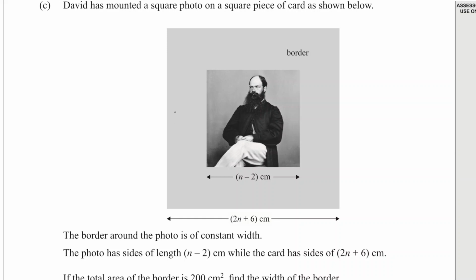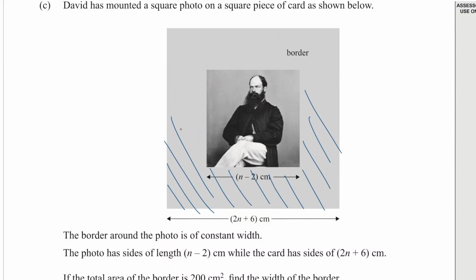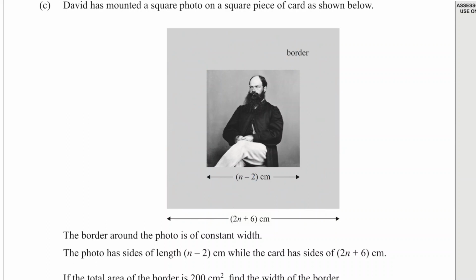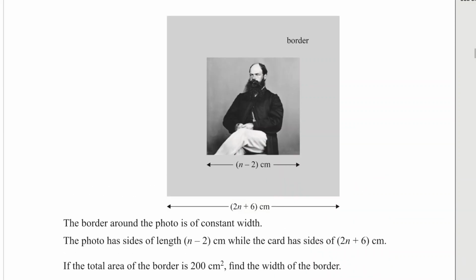So the border area is this light gray area here, or this dashed area that I'm marking out now. That area is the total area of the card minus the area of the photo. So we're given that area, and we're asked to find the width of the border.